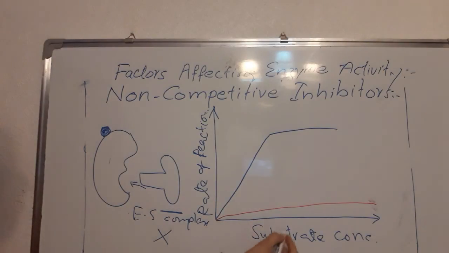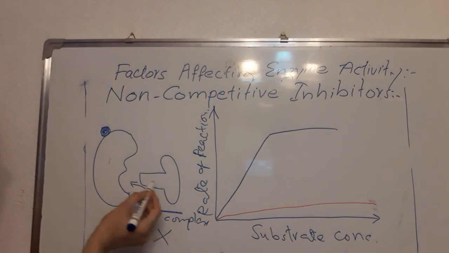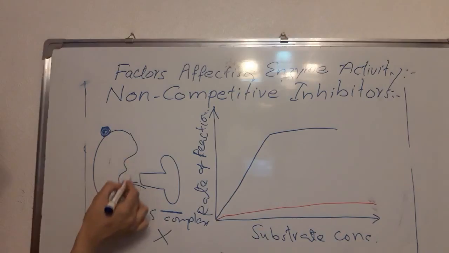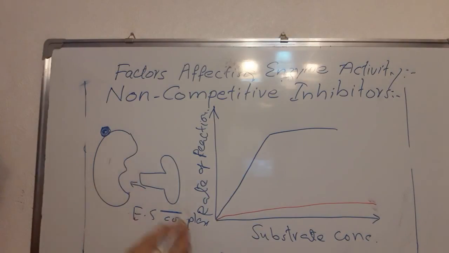Now, this graph is showing what happens if we increase the concentration of substrate. Does it make any difference? No, because when you increase the concentration of substrate, it has no effect, because the active site is not available. Adding more substrate will make no change in the reaction. So the reaction won't be catalyzed.